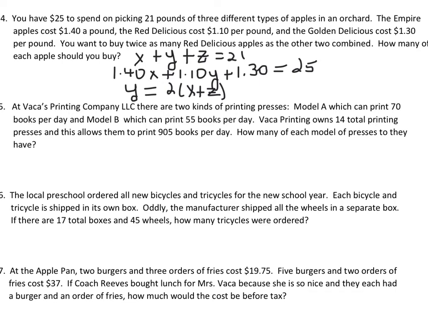And then the last hint we had was that we needed to buy twice as many red delicious apples as the other two combined. Well, y represented my red delicious apples. So y equals 2 times x plus z. That would be these two combined. And that would be my 3 equations.